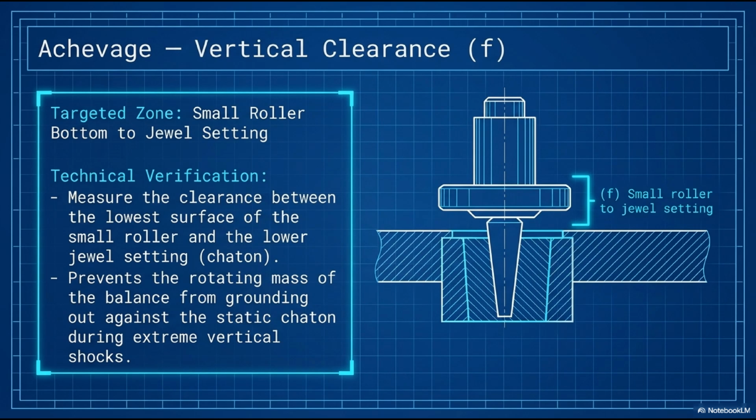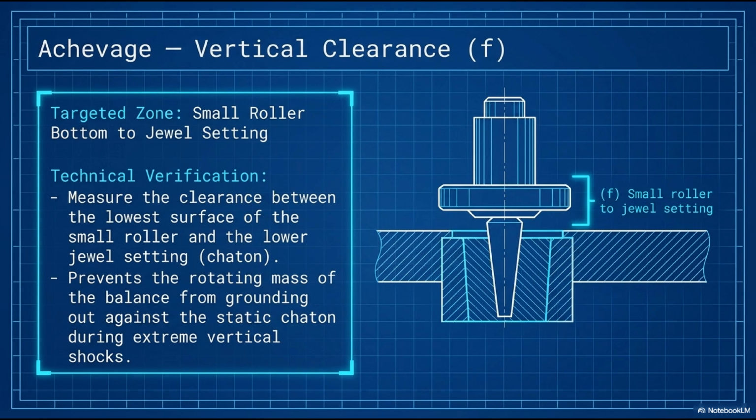In severe cases, repeated contact at this point can damage the lower pivot of the balance staff, one of the most delicate components in the movement, or crack the jewel setting itself. Correction: adjust the lower balance staff jewel bearing to increase the vertical distance between the chaton face and the small roller underside. Like all axial clearance corrections, done under magnification with staking tools, in very small increments.